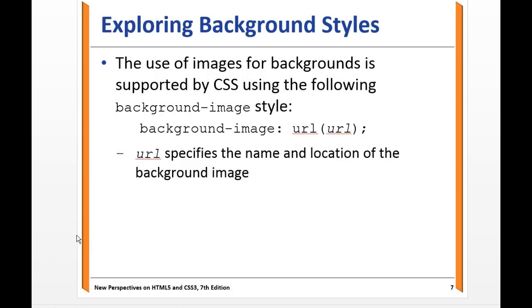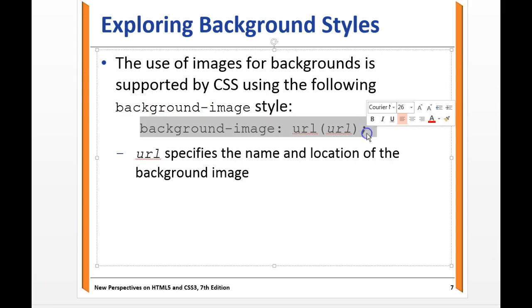Let's look at background style. We already talked about background, but up to now, you have just used color in RGB or HSL color models. The good thing about CSS is that it can also support the use of an image for the background. So how do we use it? We use the background-image style. This is the format: background-image, colon, url. That URL specifies the name and location of the background image, so you're going to put where that image is actually located.